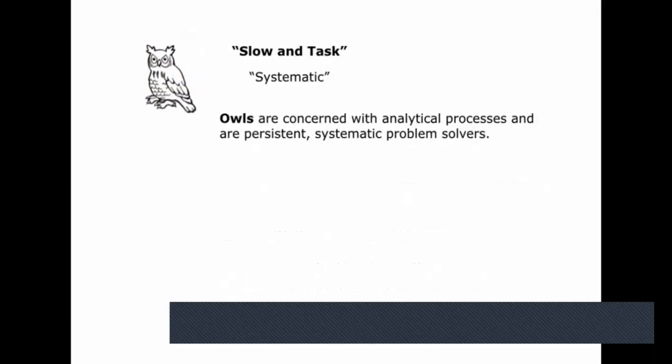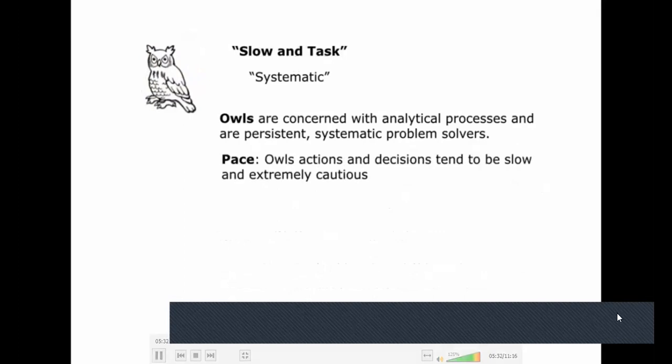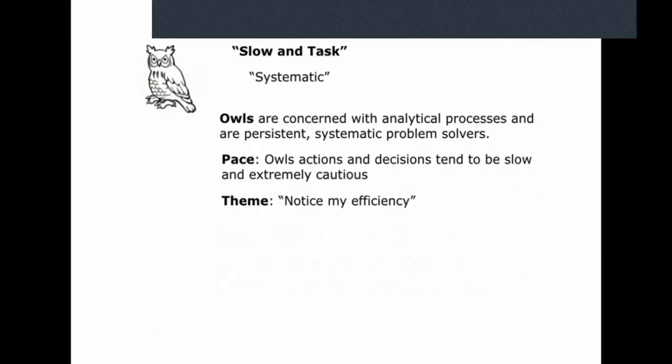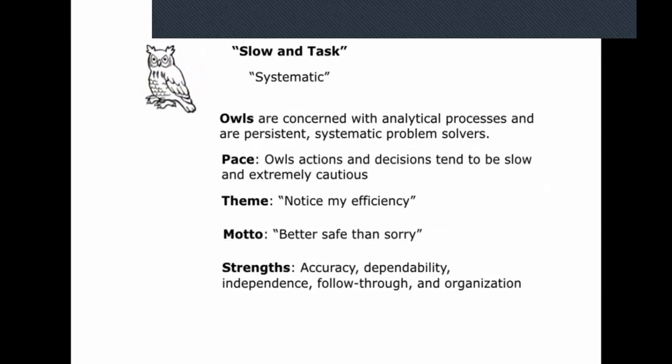The owl is a slow and task combination, and they're systematic. They're concerned with the analytical processes and are persistent, systematic problem solvers. The owl's actions and decisions tend to be slow and extremely cautious. These are your accountants and your lawyers. Notice my efficiency. Their motto is better safe than sorry, and because of that, they tend to take their time to make sure they don't make mistakes.